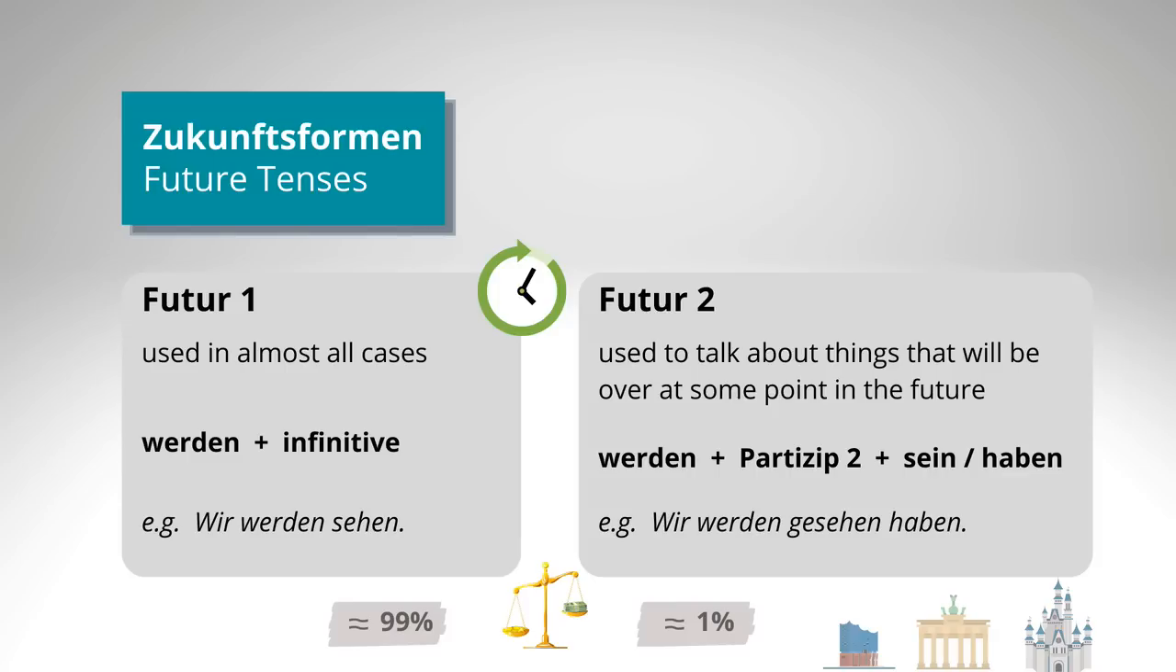In most cases we use haben, but if we have a verb that involves some form of movement or action, we use sein. For example, wir werden gesehen haben. We will have seen. Here we have the conjugated version of the verb werden, to become, in this case wir werden, we become. The Partizip 2 of sehen, to see, which is gesehen, seen. And then haben, the infinitive of haben, to have. Wir werden gesehen haben. Good.